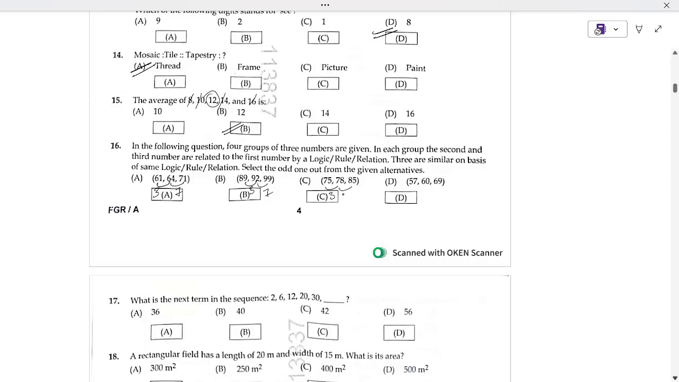Let's check: 3, then 7. That means 100% sure, no. D is the answer. Let's check, here it is 3 only, here 9. So D is the answer.